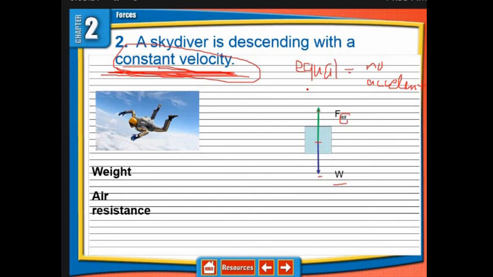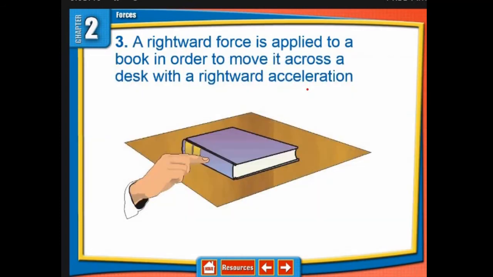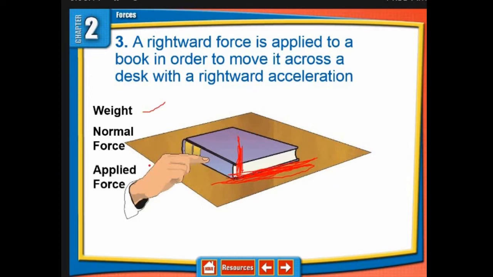It would be totally different in this one. A rightward force is applied to a book in order to move it across a desk with a rightward acceleration. So the first force that we could imagine is weight. Second, normal force. Why is there a normal force? Because the book is in contact with the table, a surface. This is the book and this is the table. It is perpendicular. Next would be applied force. Why is there an applied force? Because this hand is pushing the book.